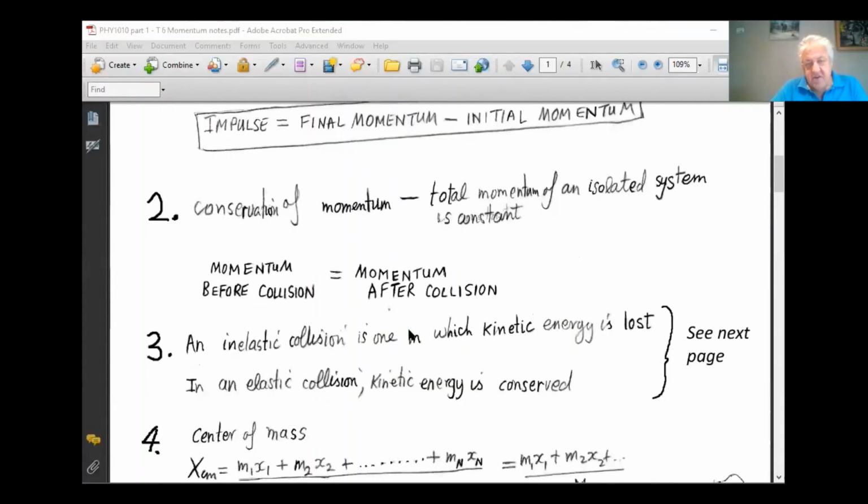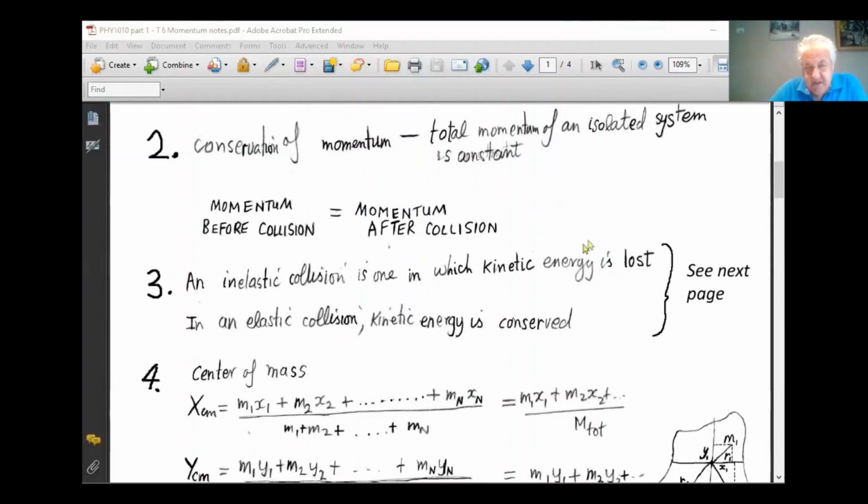Okay, the next thing is conservation of momentum. This is very important. I'm going to come back to add a few details to this. Conservation of momentum. Total momentum of an isolated system is constant. And we're going to use it in the form of momentum before collision equals momentum after collision.